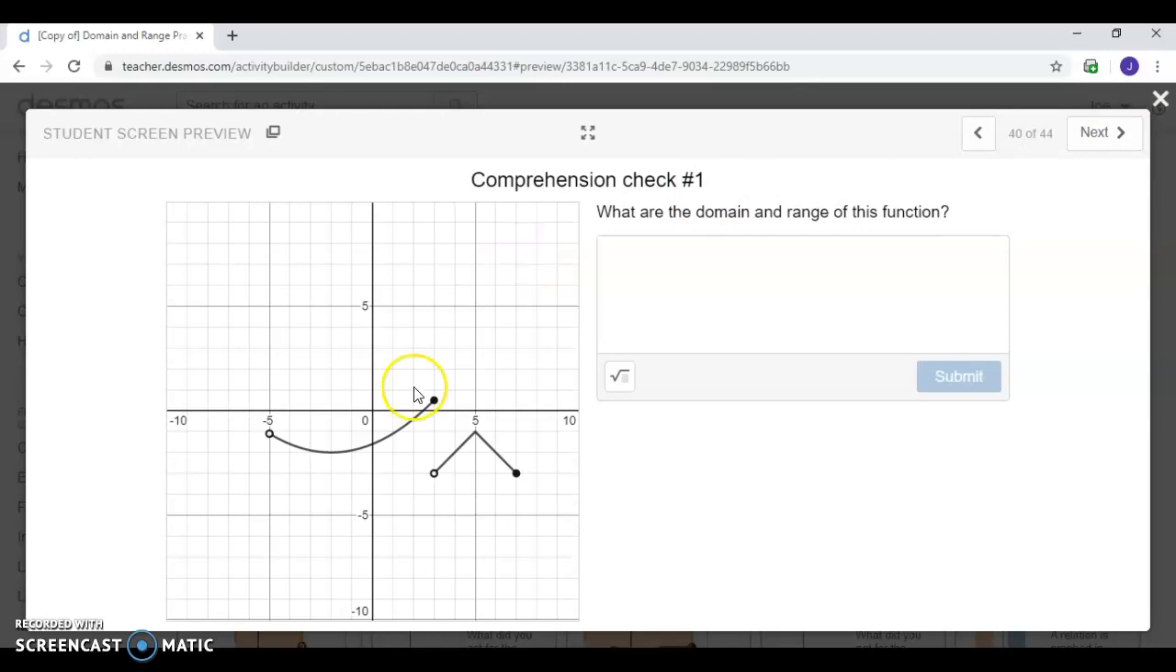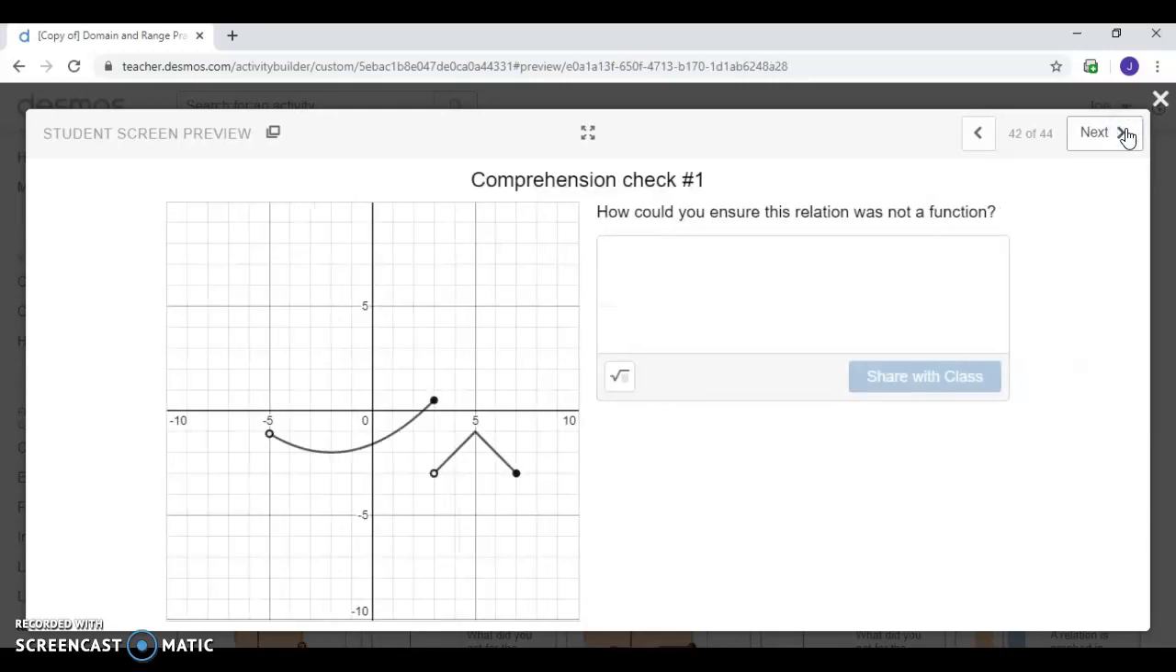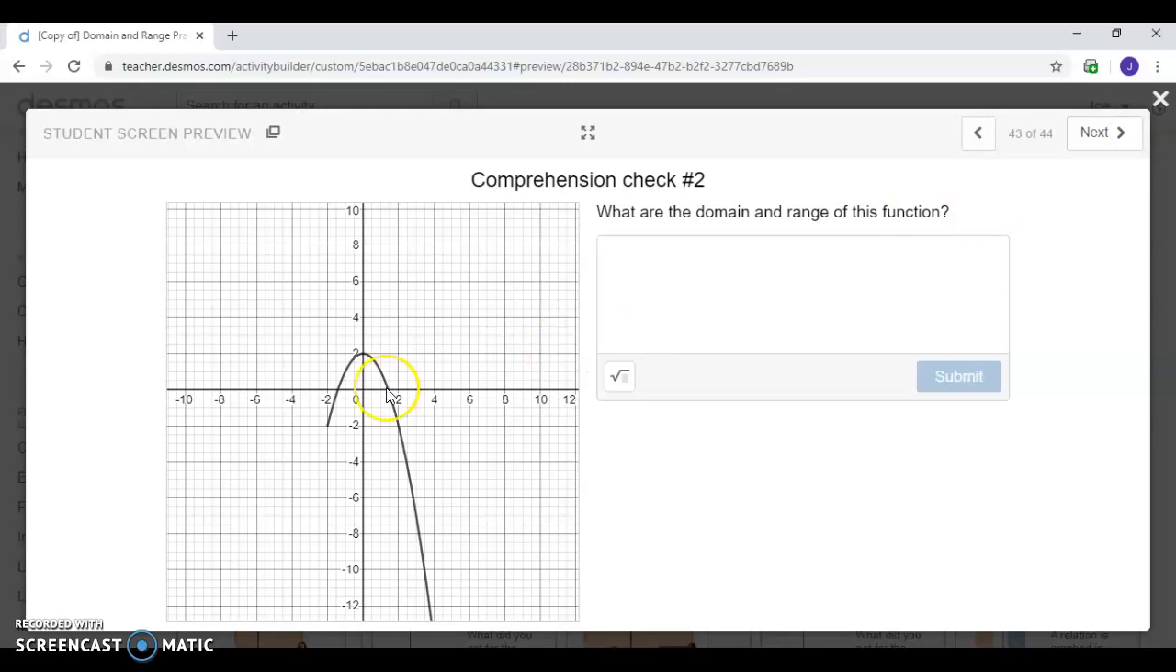I would have several different graphs, just asking what the domain and the range of the function was, and whether or not it was a relation. And I would have Canvas randomly pull some of these questions so that none of the students were getting the same thing, but that they were having this exit ticket on the way out.